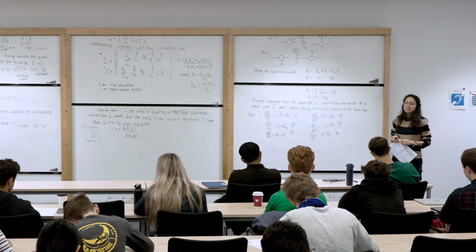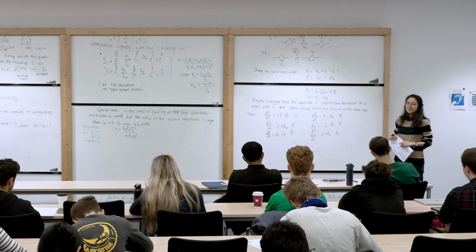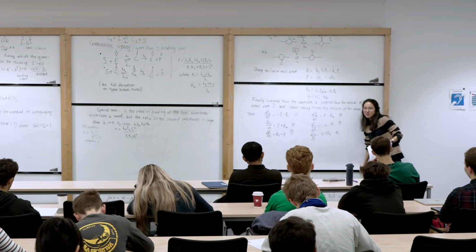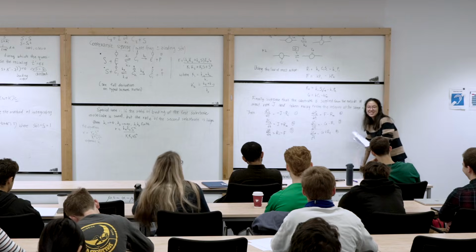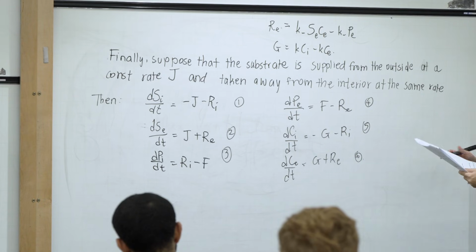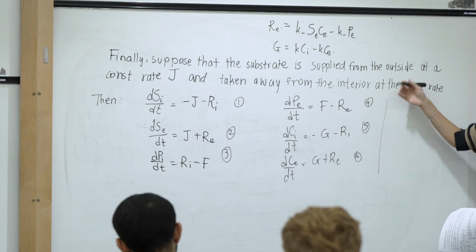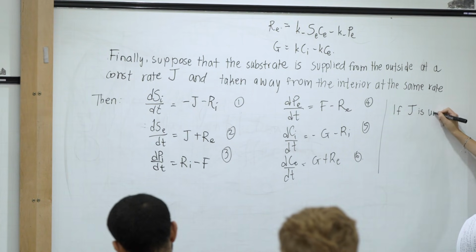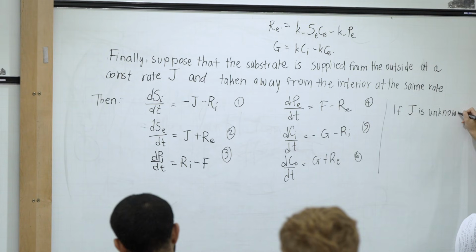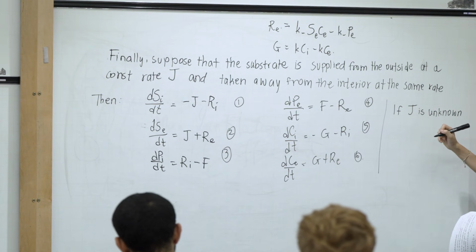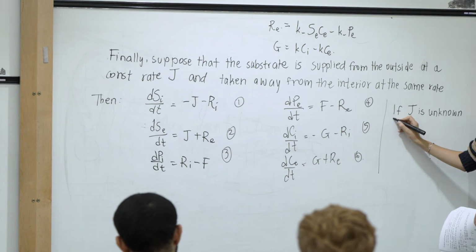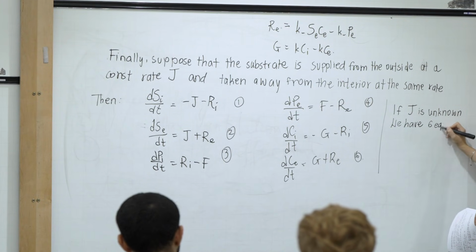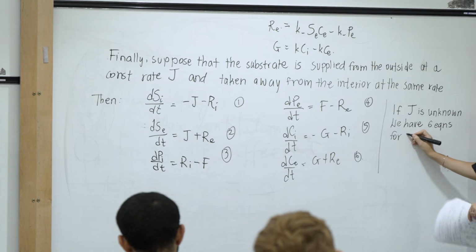Any questions so far? Okay. I'm either explaining it super well or you're all amazing at physiology. I guess both. Okay. So now if I don't give you the J and it's an unknown, right? If J is an unknown, I have how many equations for how many unknowns? I have seven unknowns, right? And then six equations. We have six equations for seven unknowns.